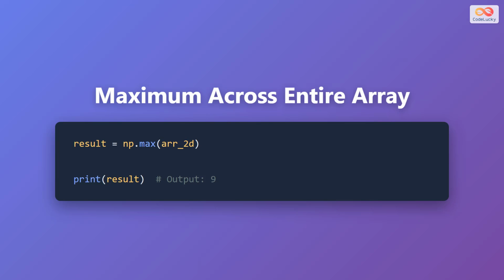When you call np.max on a two-dimensional array without specifying an axis, it searches through all elements and returns the single largest value. In this case, calling np.max on arr_2d returns 9, which is the maximum value across the entire array, regardless of its position in rows or columns.